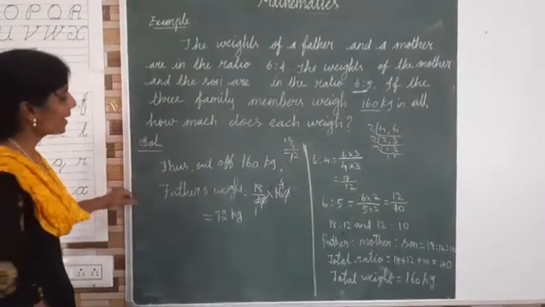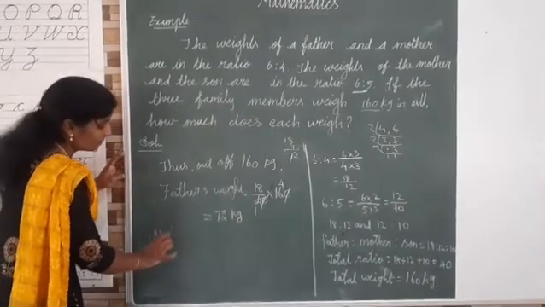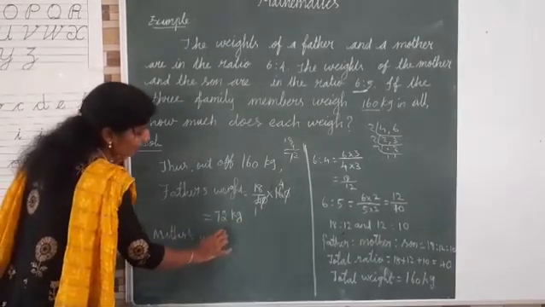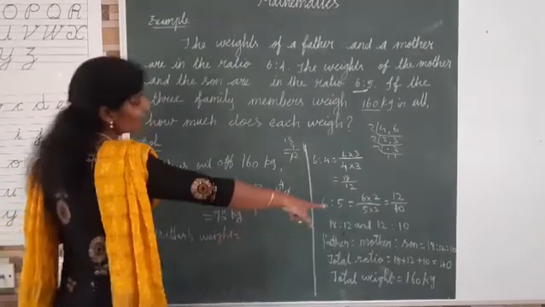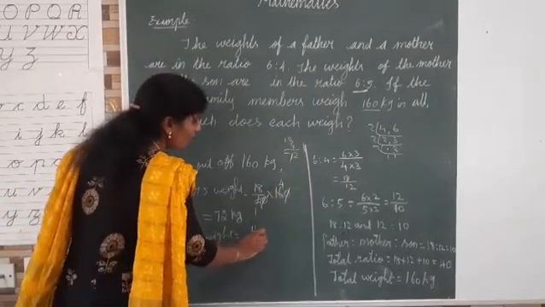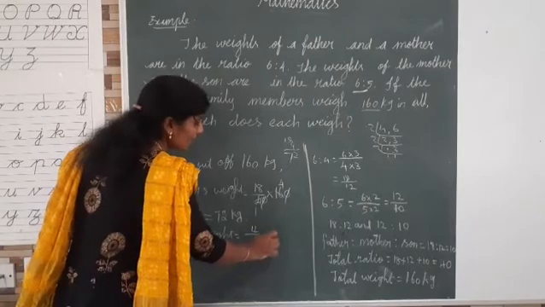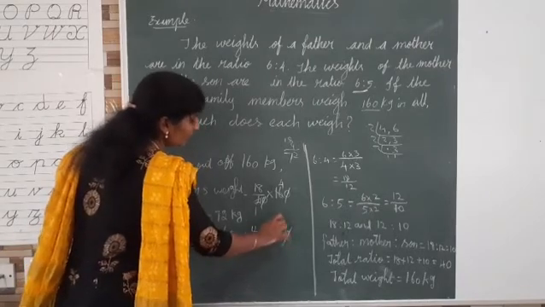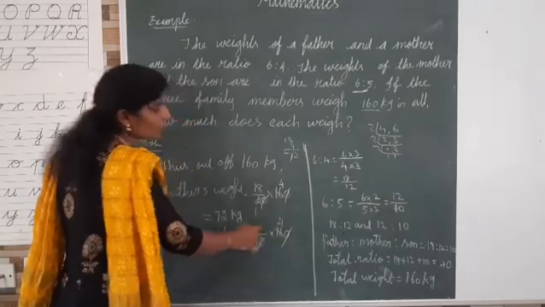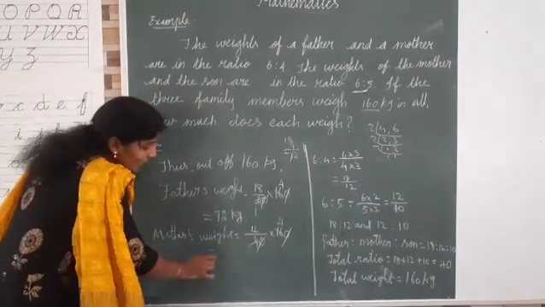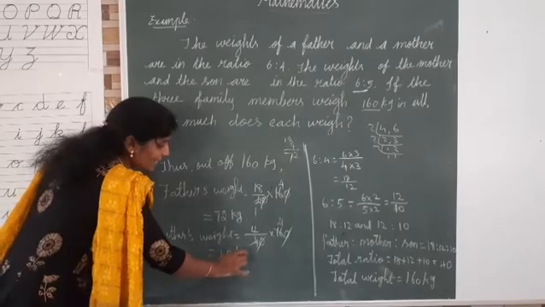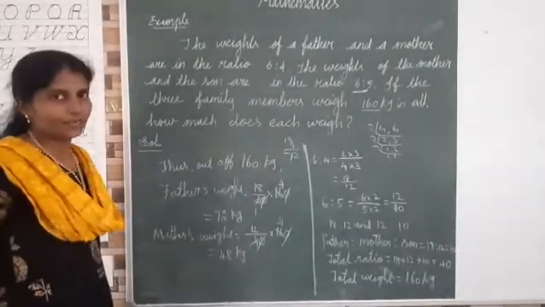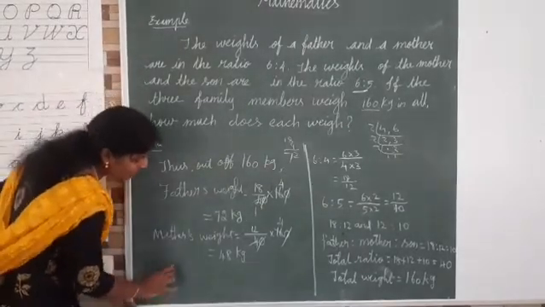Okay, then we can find mother's weight. Mother's weight equal to, what's the mother's ratio? 12. 12 by 40 into 160. 0 0 cancel it. 1 4 is 4. 4 4s are 16. 4 into 12, 4 12s are 48. 48 kg. Okay, what's the mother's weight? 48 kg. Clear?